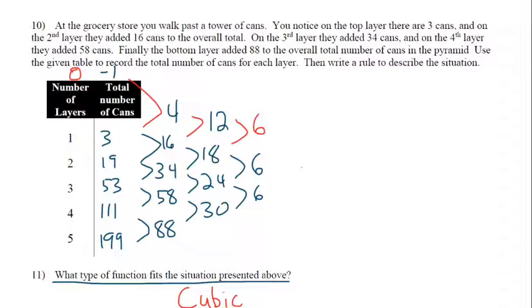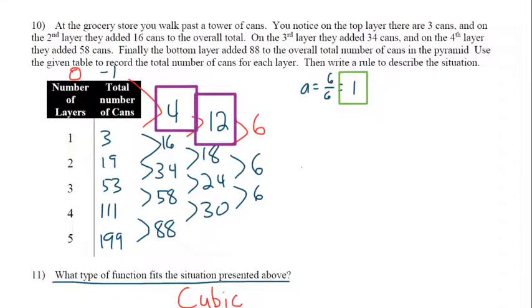So, run through the paces. A equals 6 divided by 6, which is 1. My first difference would be 4. The first of the second differences is 12. So B equals 12 minus 6 divided by 2. 12 minus 6 is 6, divided by 2 is 3, so your B value is 3. Your C value is your first difference minus A minus B, so your C value is 0 in this case.